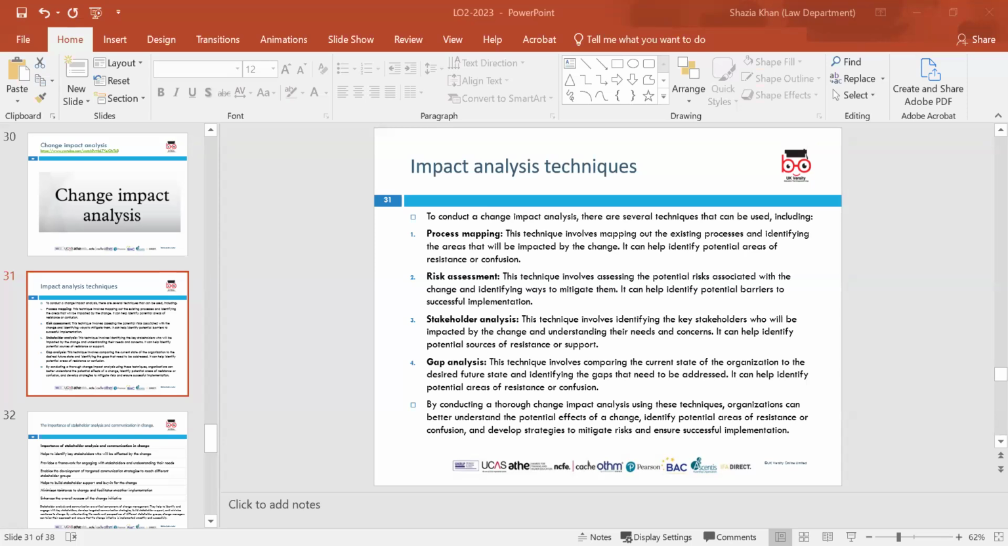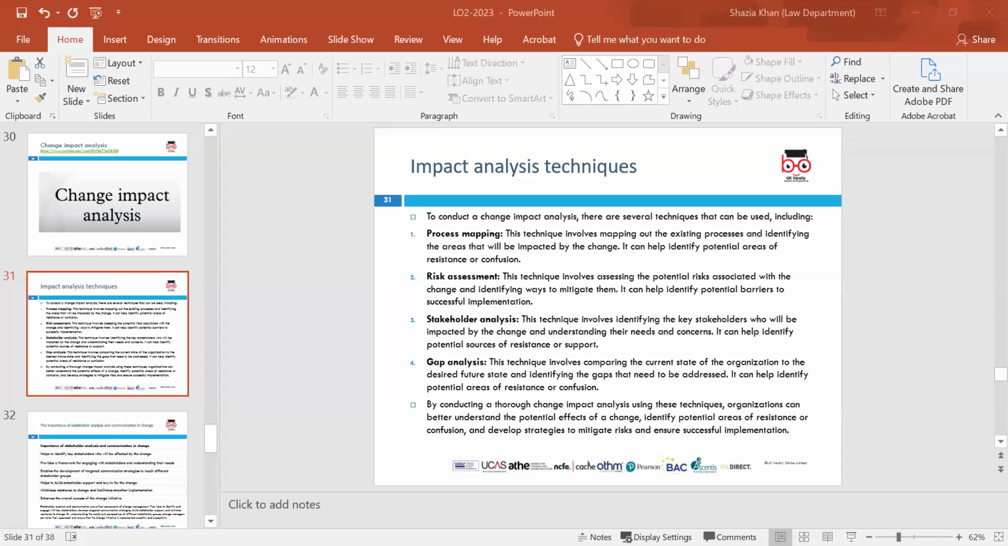And then risk assessment. Now, risk assessment is really important in any organization. By analysing any potential risks and challenges, you can put strategies in place to prevent risks and put potential barriers in place. Stakeholder analysis, and this technique is really important because it looks at what the stakeholders understand about change and what their concerns are.